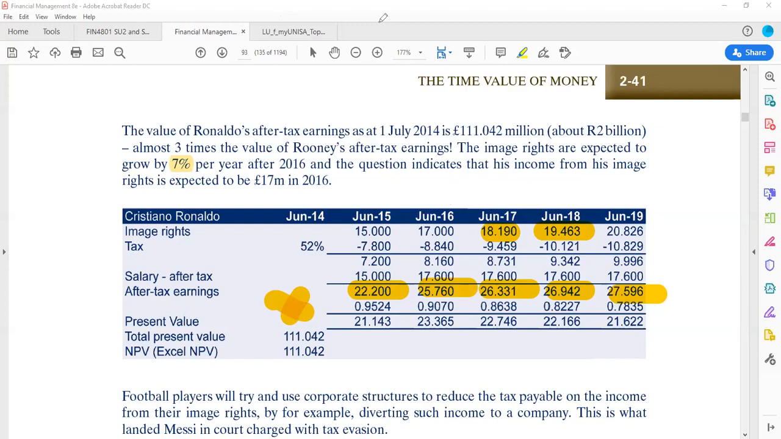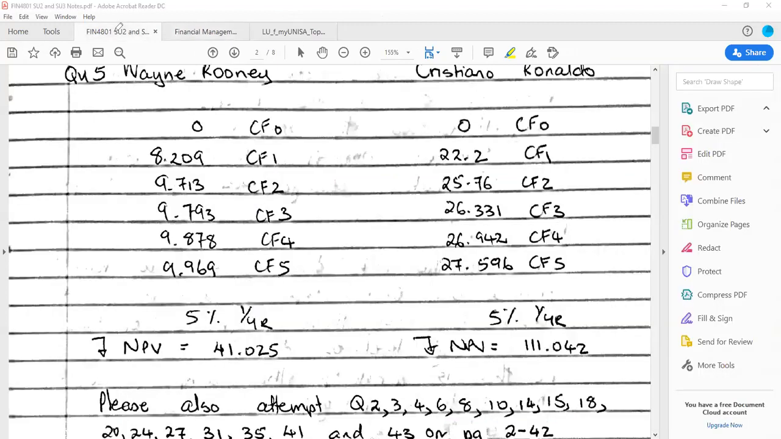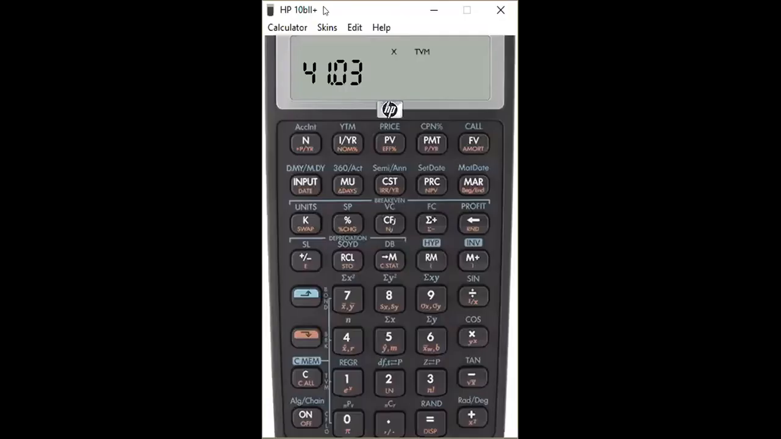Okay, let me first put them up. So these are the cash flows that I want to discount, the cash flows we got. So I can use my financial calculator to discount these. I'm just working under the assumption that we're using an HP, but I know some of you might have a Sharp. So you would clear your calculator, 0 cash flow, 22.2 cash flow, 25.72 cash flow. So that's actually 25.76.